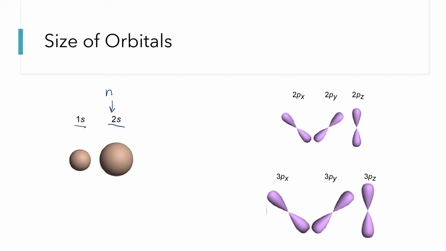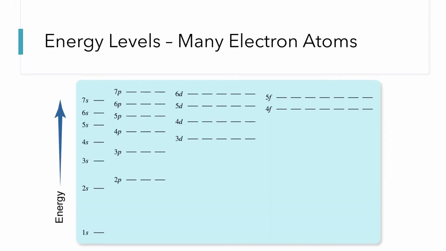So for instance, if we were to try to draw a 3s orbital, it would be bigger still. And that trend also holds with the p's. This is showing a 2p subshell up top, and then a larger 3p subshell down below. So the bigger that principal quantum number out front, the bigger the orbitals will be.